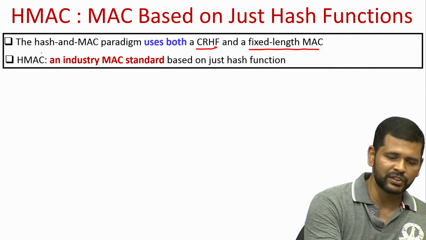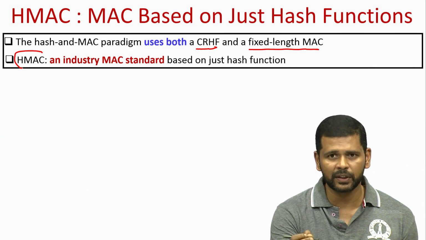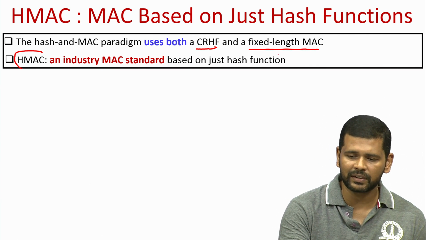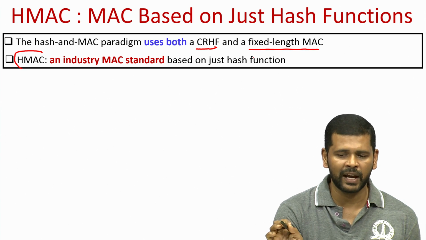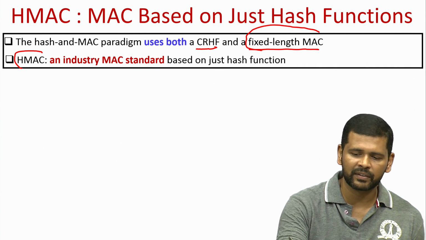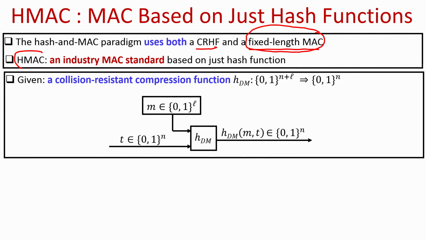Whereas the HMAC instantiation that we are going to see for the hash and MAC paradigm is an industry MAC standard, and the advantage of this HMAC construction is that it just involves hash functions, everything is based on hash functions. You do not require another primitive, namely a fixed length MAC. Let us see how exactly we construct this HMAC.